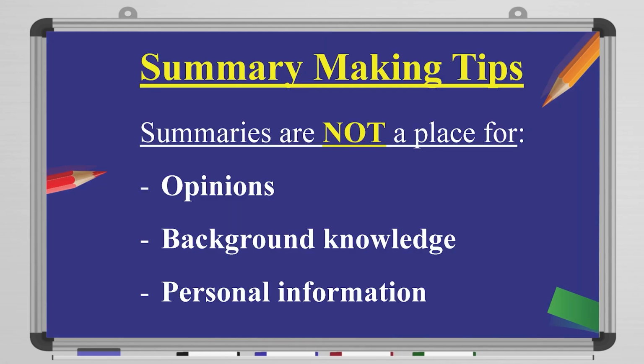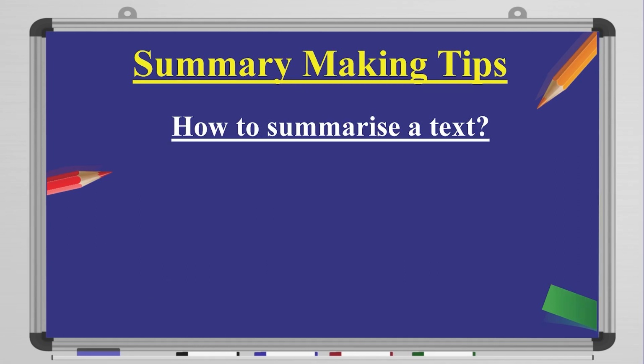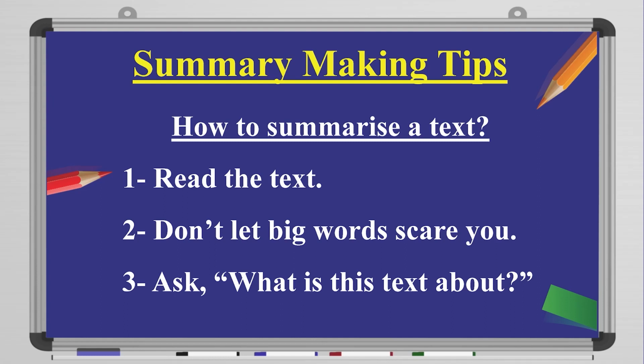First of all, summaries are not a place for your opinions. We don't want you to write anything like I think or I believe. Summaries are not a place for background knowledge. Do not tell us what you know. Stick to the text. And last but not least, it's not a place for your personal information. Now, how do we summarize a text? First, we have to make sure that we read the text in order to understand the main ideas. Don't let big words scare you. And 3, ask, what is this text about? What are the ideas that are tackled inside the text?